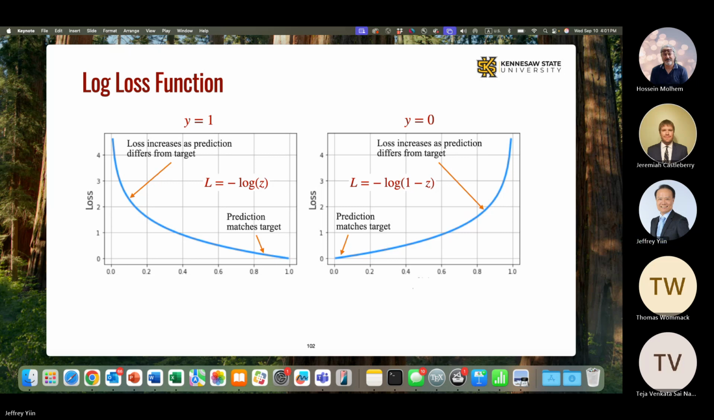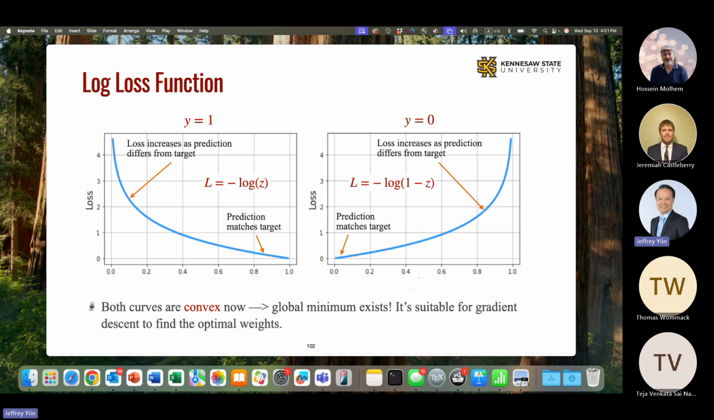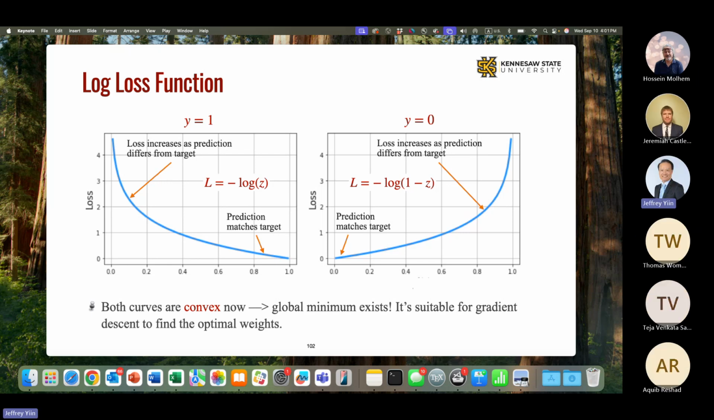If you look at those two charts, they actually have a minimum. They are both convex upward, but they do have a minimum. So why do we like this? Because we want a minimum. In gradient descent, our job is to find a potential minimum. So the log loss function has that property to allow you to find a minimum cost function. So that's one thing I want to mention.